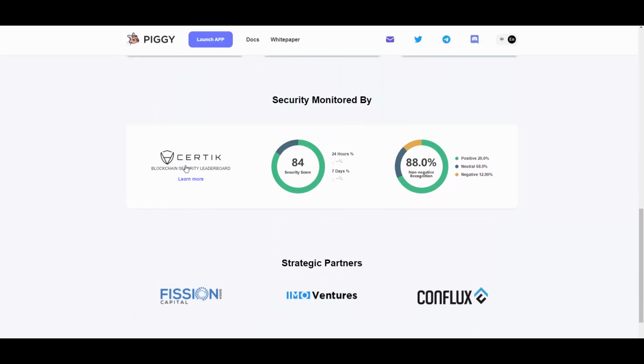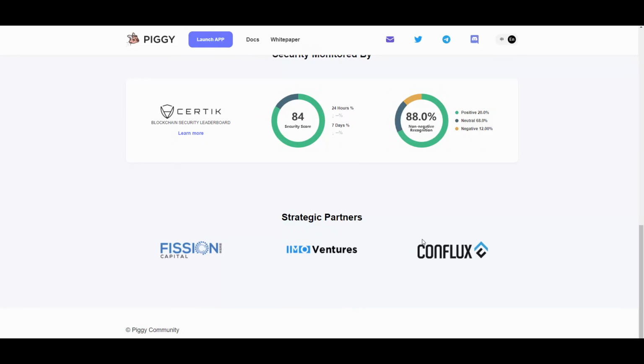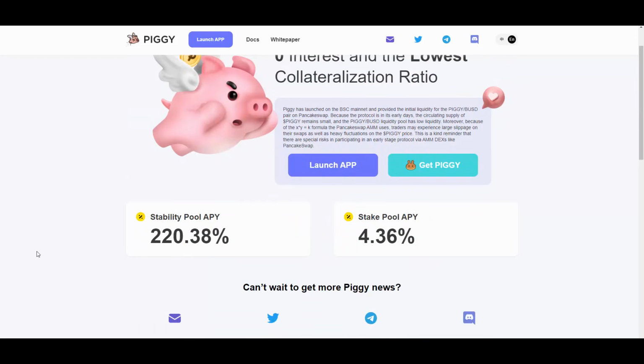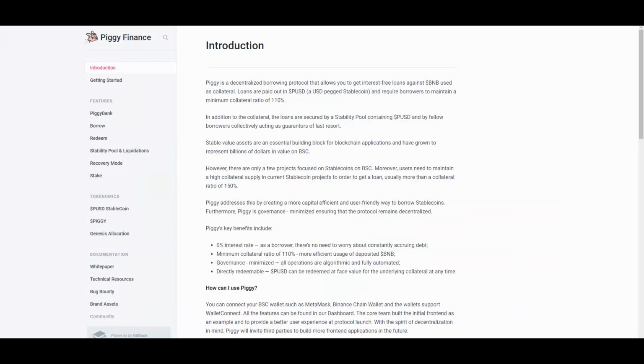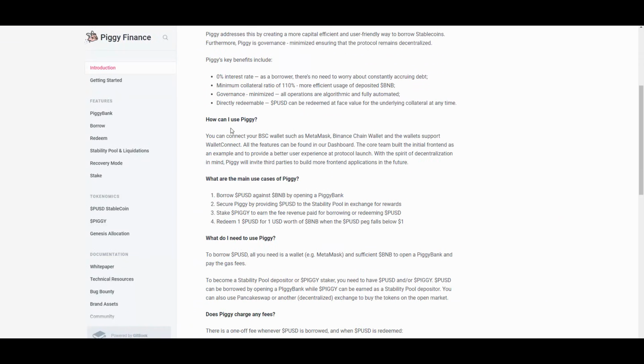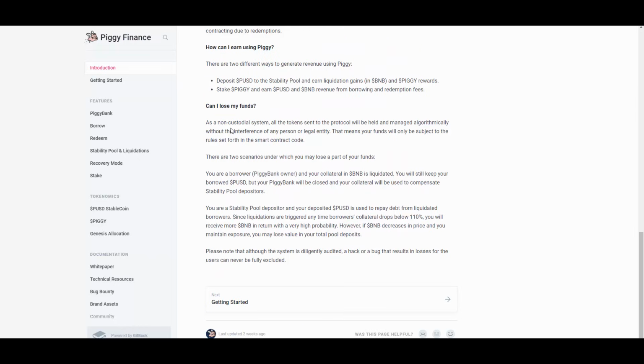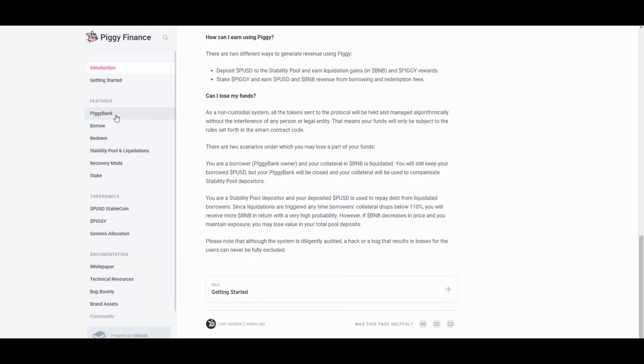And guys, yes, you see that, right? CertiK or dead. Yes, pretty cool. So they are security monitored by CertiK. Really nice, and you can see all the information here. They also have some strategic partners: Conflux, IMO Ventures and Fission Capital. So this is it when it comes to the main page, and they also have a whole documentation which explains everything, how Piggy works, how you can use Piggy, what features they have, right?